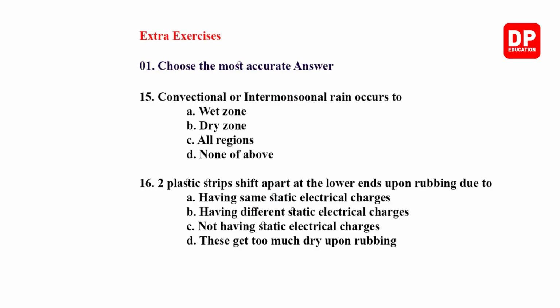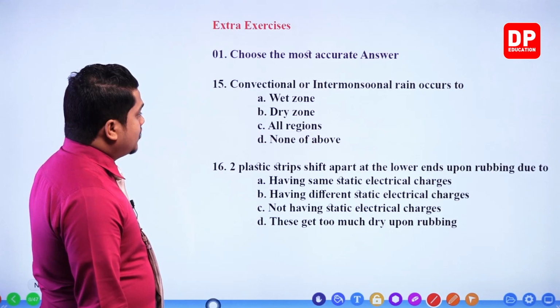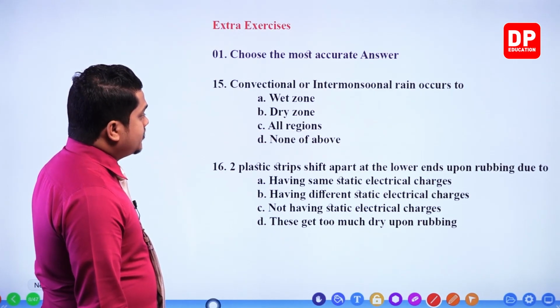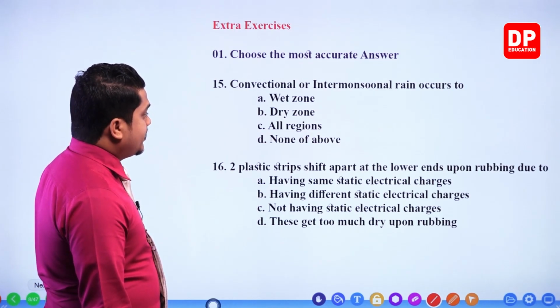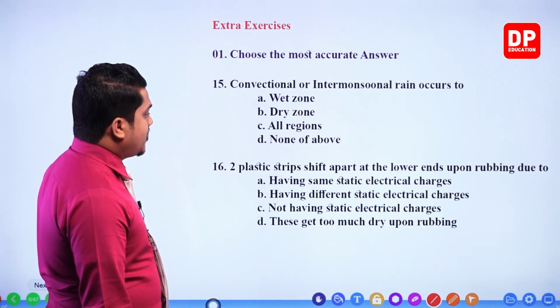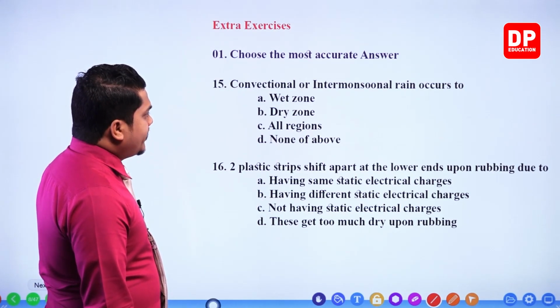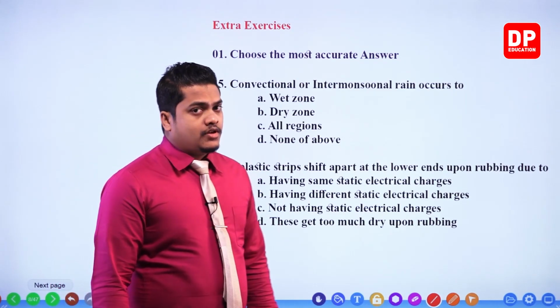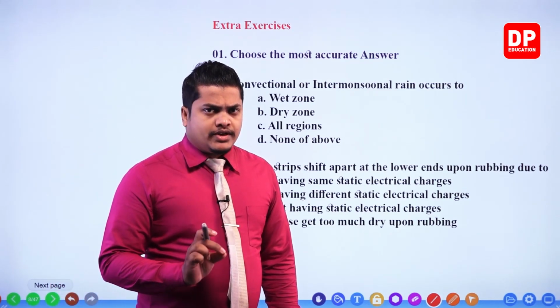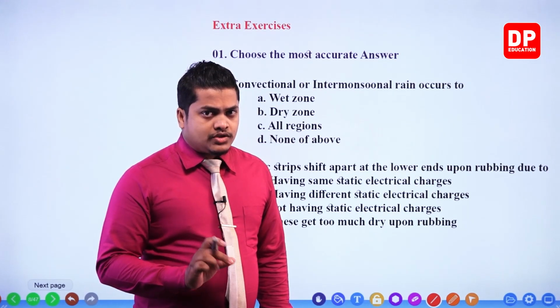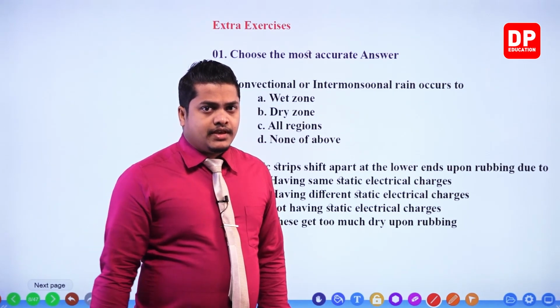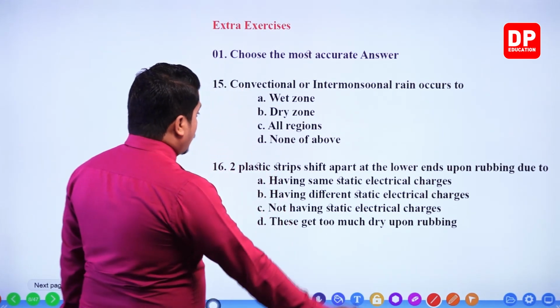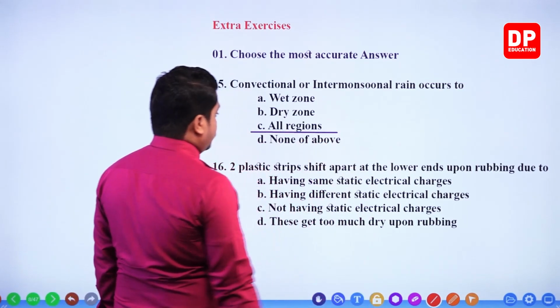Next one. Convectional rain where intermonsoonal rain occurs: wet zone, dry zone, all regions, none of the above. So, usually convectional rains occur in each and every place of the country, my dear children. So, all the regions.